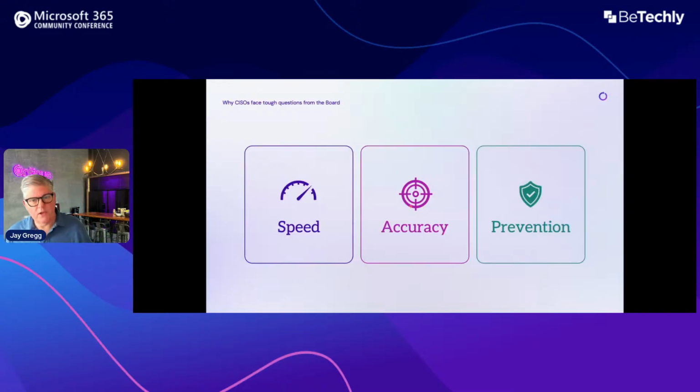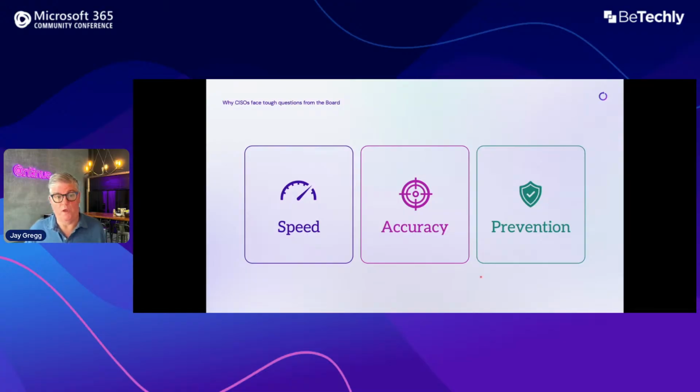So Ontenu is really focused on tough questions that we find our CISOs get from their board. And that is really what are they doing to prevent threats in a timely manner, in an accurate manner, and in a preventative manner. Ontenu is focused on these three key pillars. Speed comes from what I'll talk a little bit more about in regards to our artificial intelligence in the platform and just our 24/7 SOC.